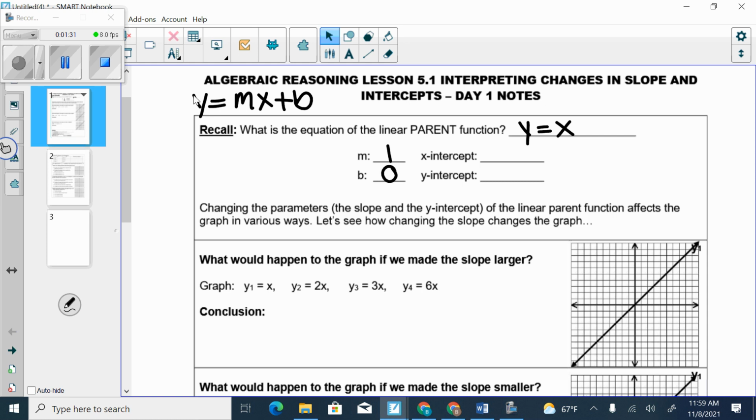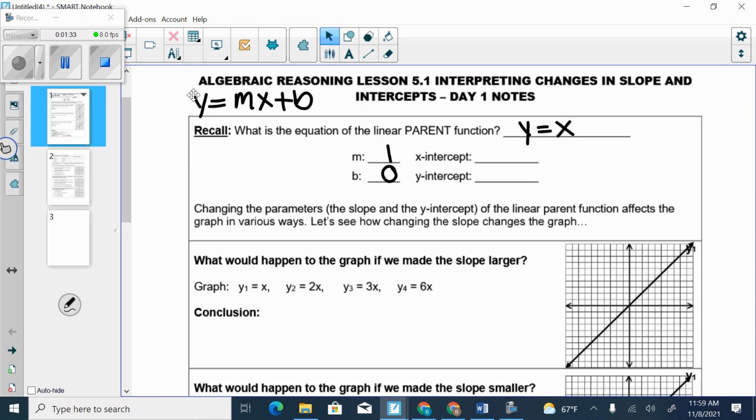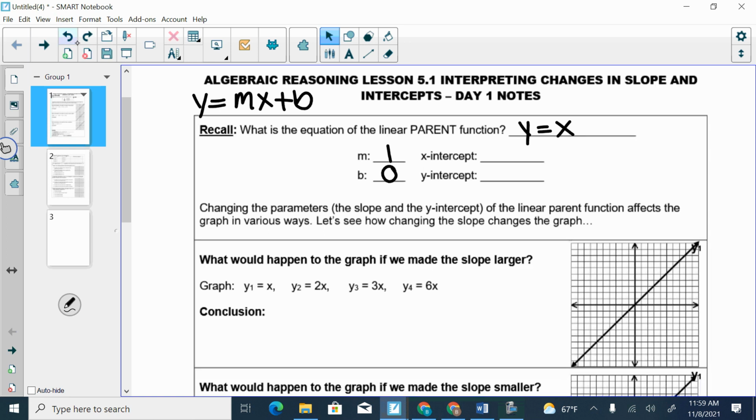where does this picture touch the x-axis? 0. And where does it touch the y-axis? Also 0. So the x-intercept and the y-intercept are both going to be at 0, 0 for your parent function.